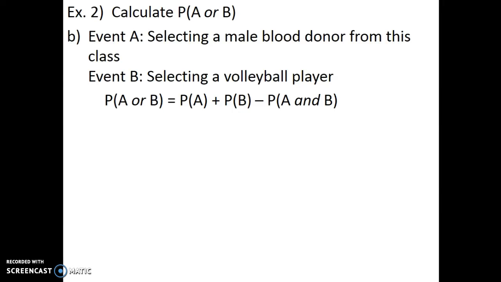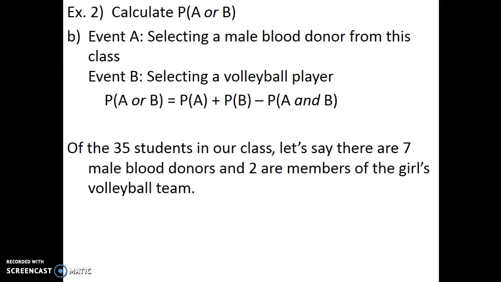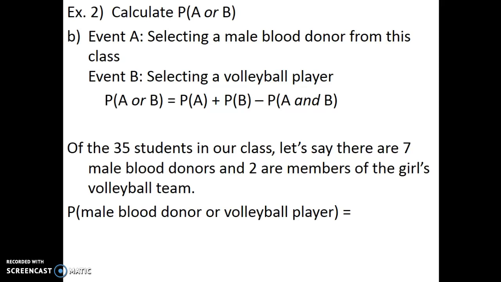So then if I changed event A to selecting a male blood donor, and event B is selecting a volleyball player. I got rid of the whole sand volleyball playing team, but whatever, just a volleyball player. Let's say 35 students in the class, 7 of you guys are male blood donors, 2 are members of the girls volleyball team. Which means if I want either of those events to happen, there's 7 guys out of 35, there are 2 volleyball players out of 35. There's nobody who's both a male blood donor and a girl volleyball player. So there's no overlap, we just add them together. If they're mutually exclusive, there's nothing to subtract.